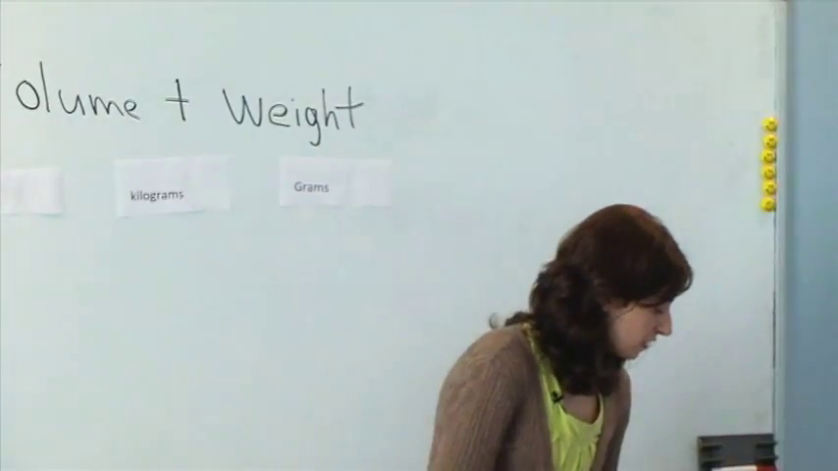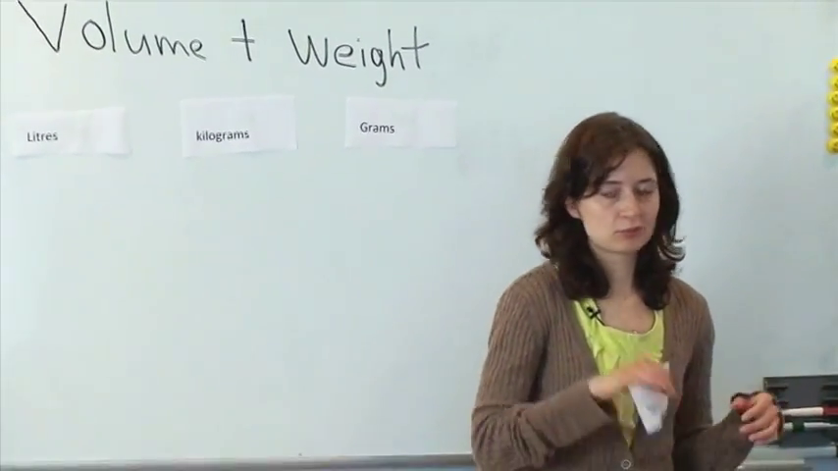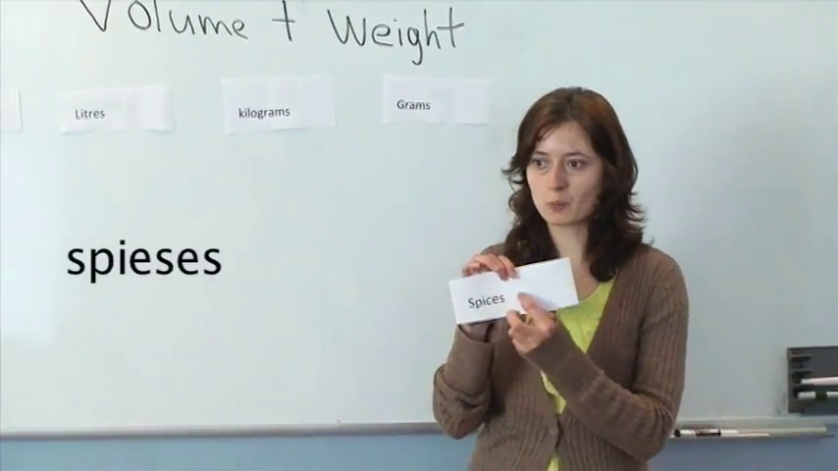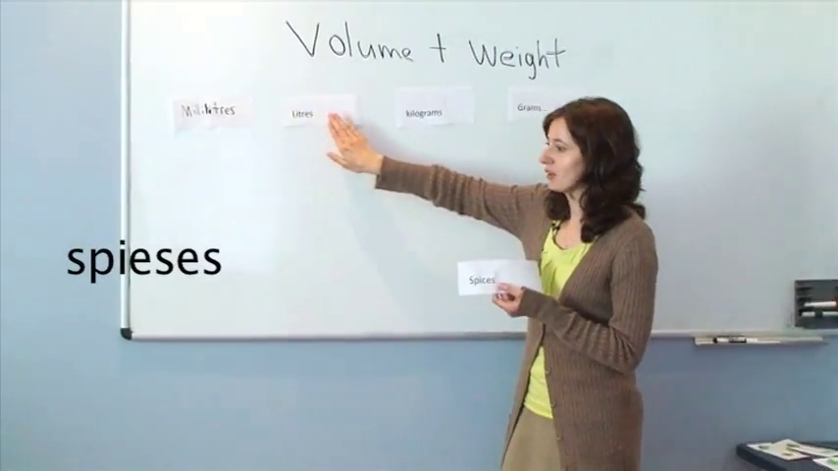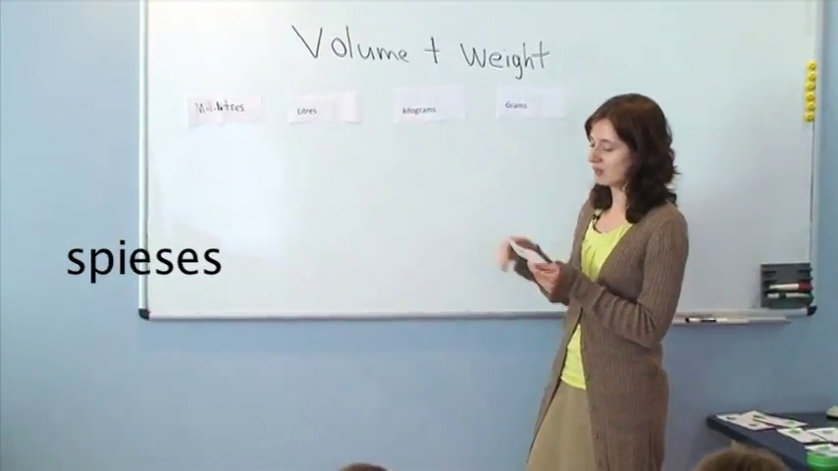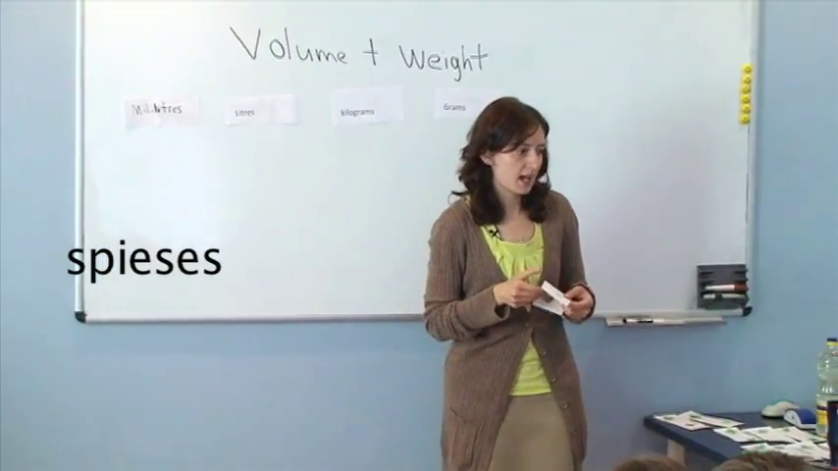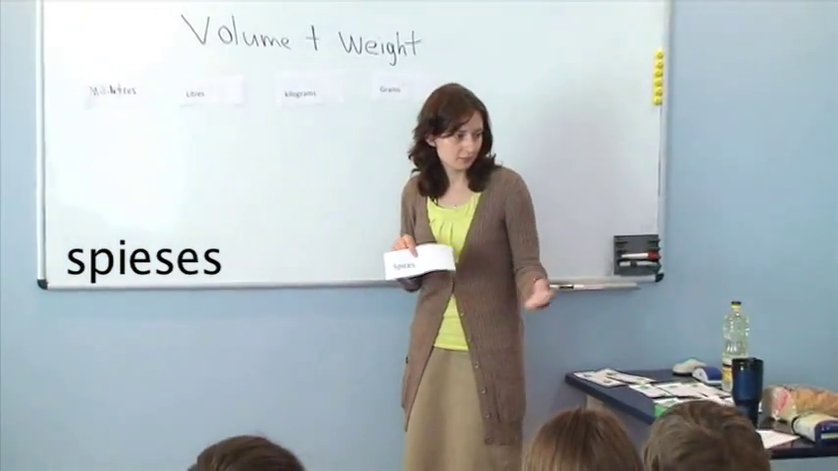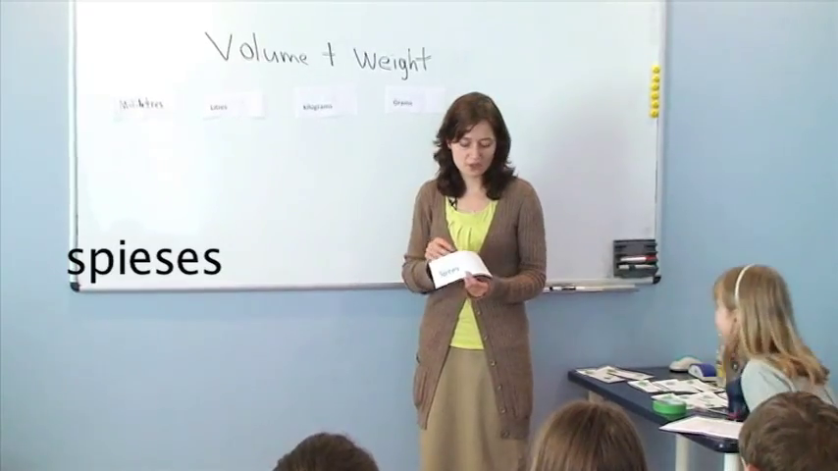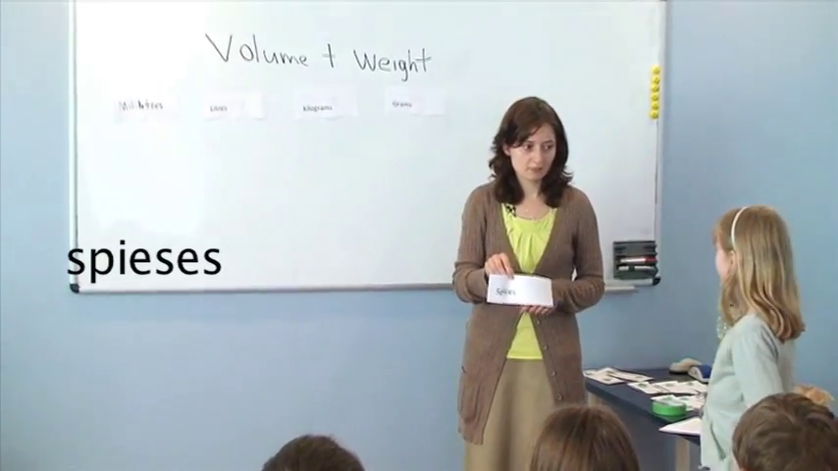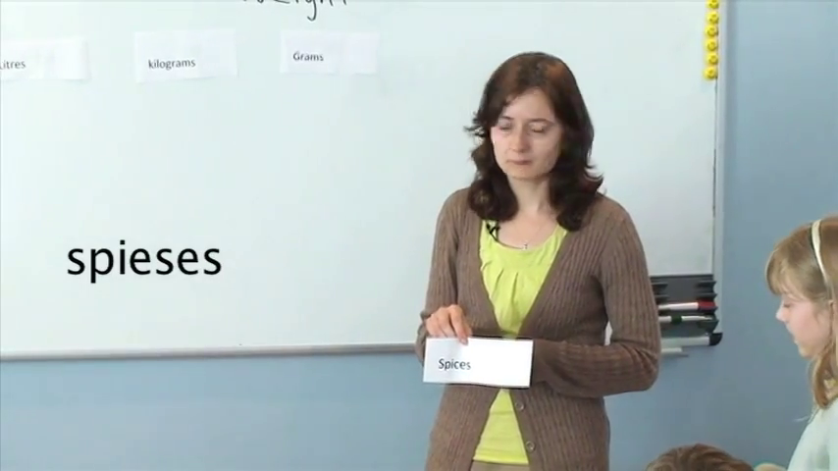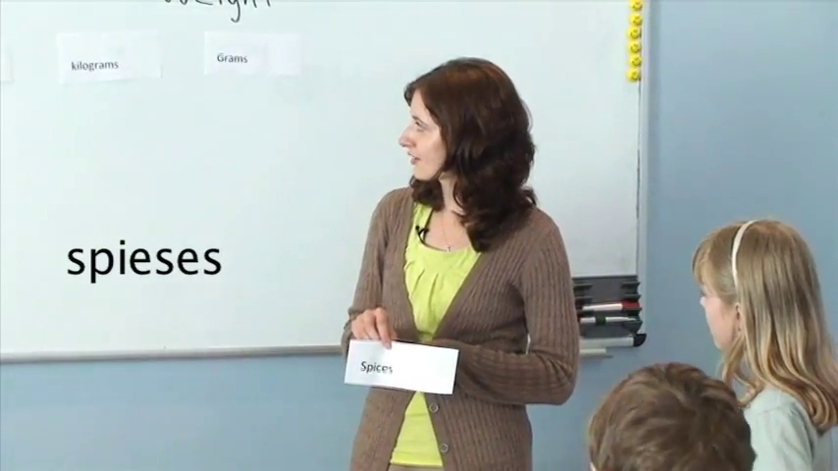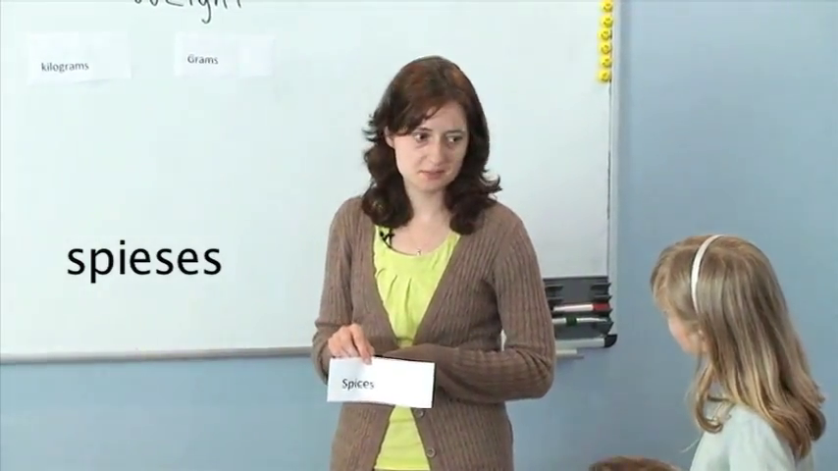Okay, so you're each going to get a turn. I'm going to give you each a paper, and it's going to have a word written on it. And we're going to put it underneath the right measurement unit, okay? So we'll give this one to Tanya. You want to come up, Tanya? Where does this one go? Spices. Where would that go? Milliliters, liters, kilograms, or grams?